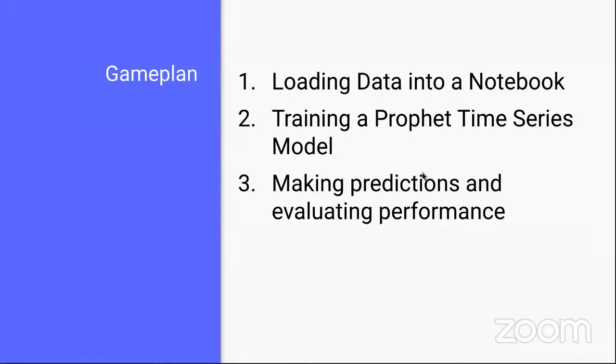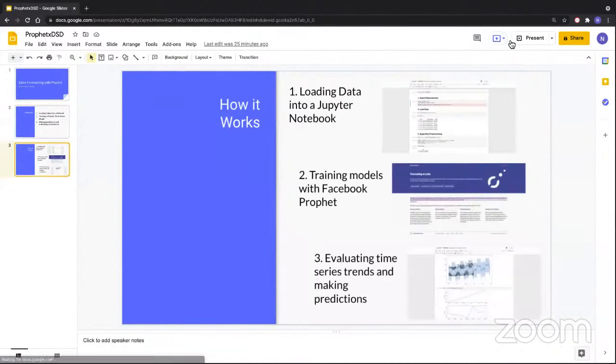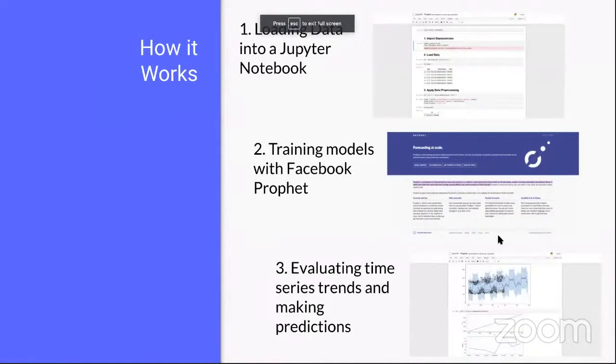Now, in terms of how this is going to work, let's go to our next slide. And we don't seem to want to go to the next one. That's fine. So we're going to load some data into our Jupyter notebook. Then we'll train our model with the Facebook Prophet package. And last but not least, we'll make a forecast. So we'll evaluate our time series trend and make a bunch of predictions.